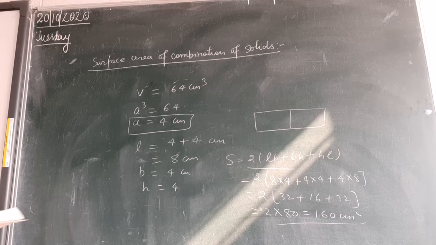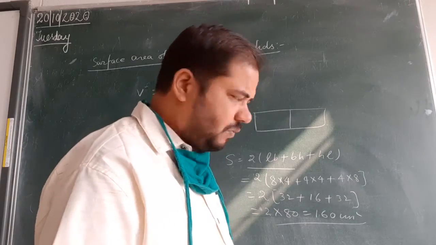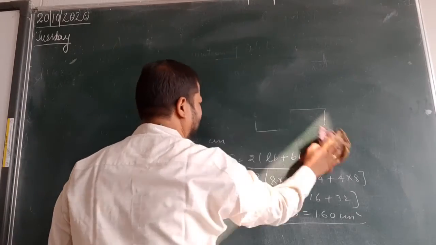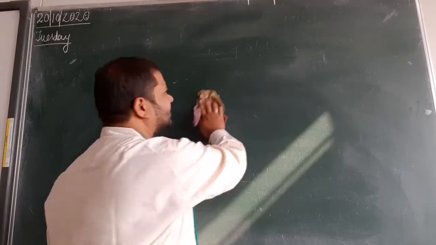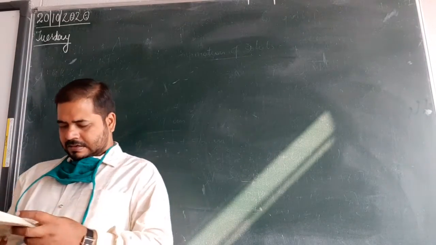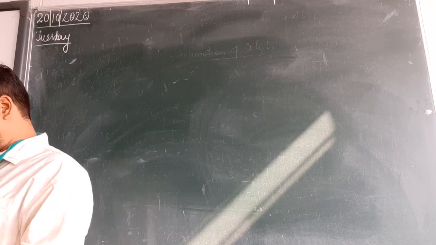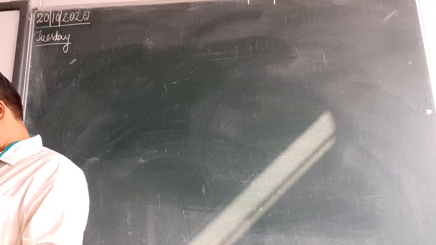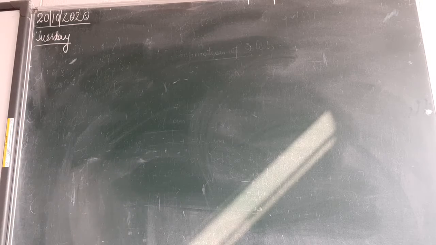Third one. A toy is in the form of a cone of radius 3.5 centimeter mounted on a hemisphere of the same radius. The total height of the toy is 15.5 centimeter. Find the total surface area of the toy.